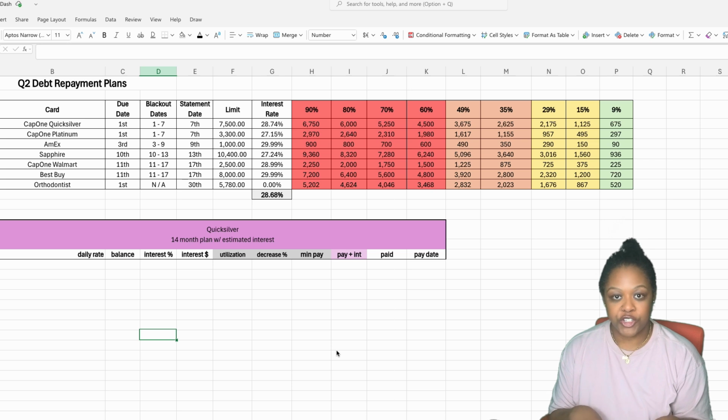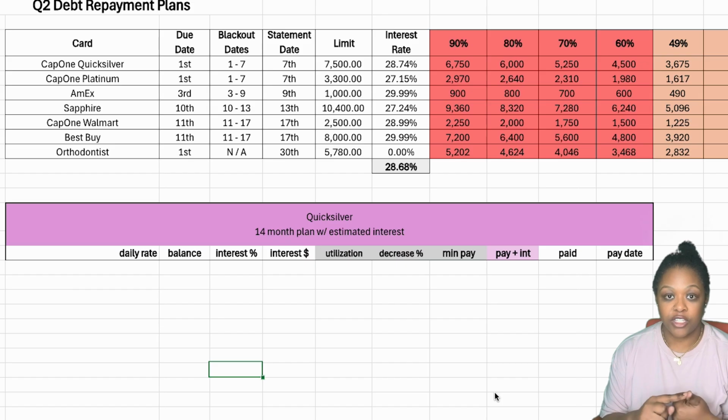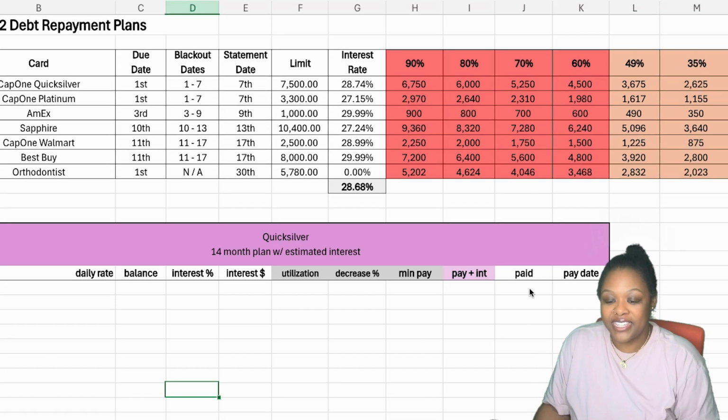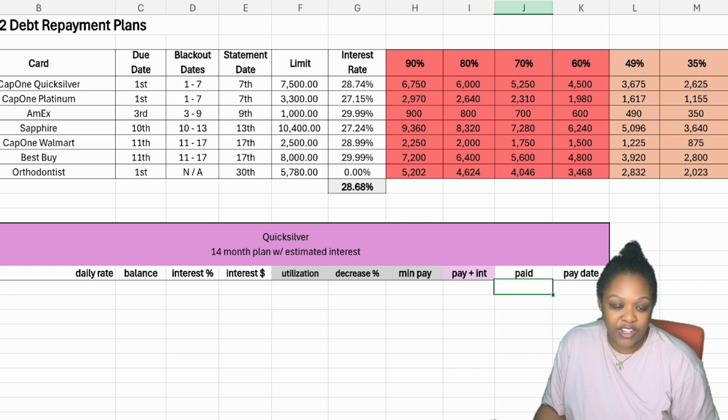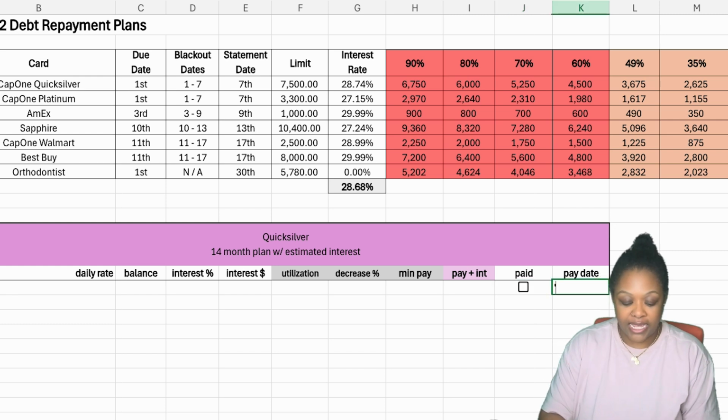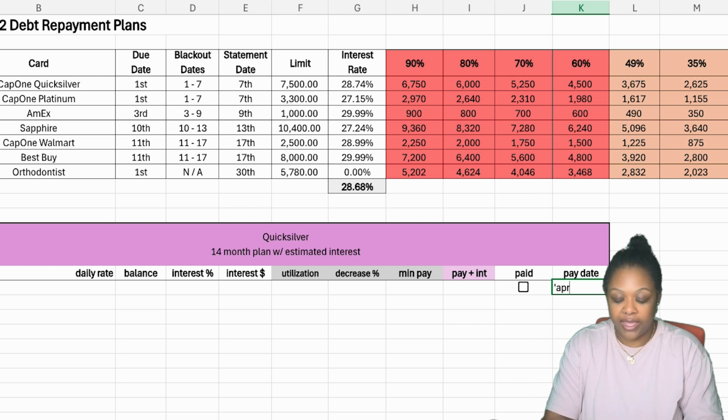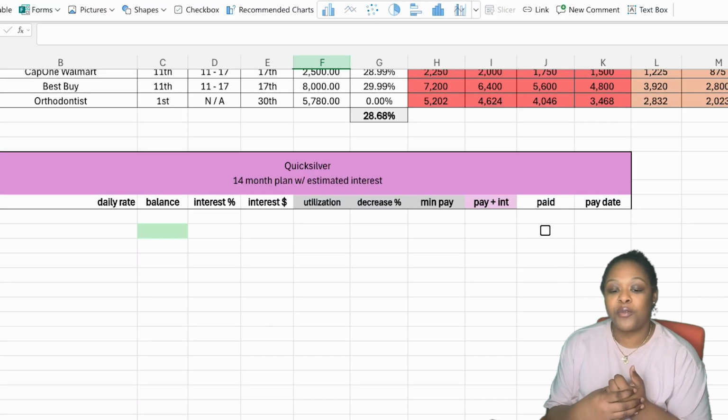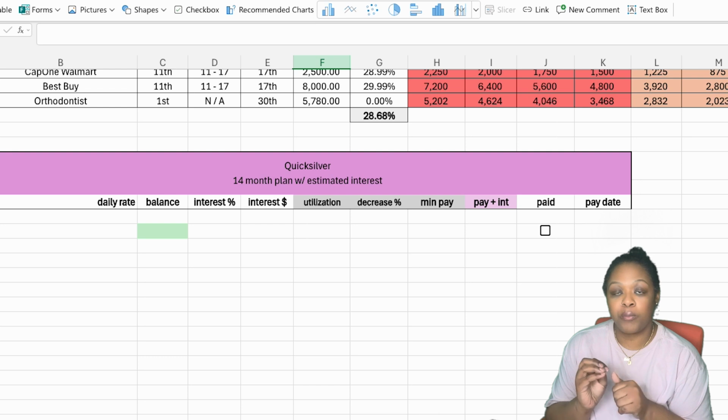So in this section of this chart we're about to put together, we got a lot of things across the top. Daily rate, balance, interest percent, dollars, utilization, decreased percentage, minimum payment plus interest, paid, and pay date. Start with the easiest one, paid. That just is like you check it off when it's paid. So I'm going to put a checkbox there. Pay date is the day that you're going to pay it. So start off with an apostrophe, and this is going to be April 1st. So we're going to start with my Quicksilver, and I have majority of it filled in, but I'm going to fill in the top line with you guys so that we can break everything down.